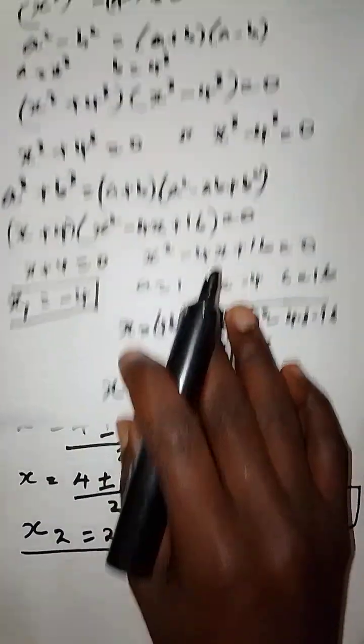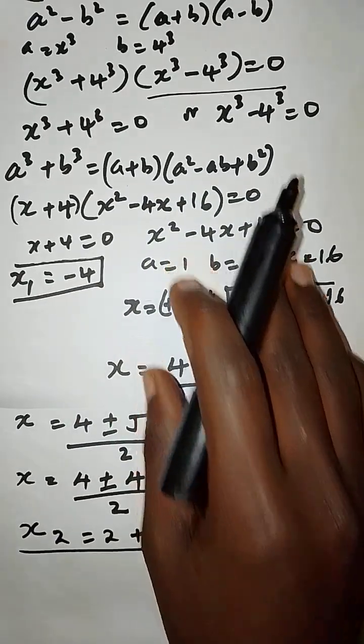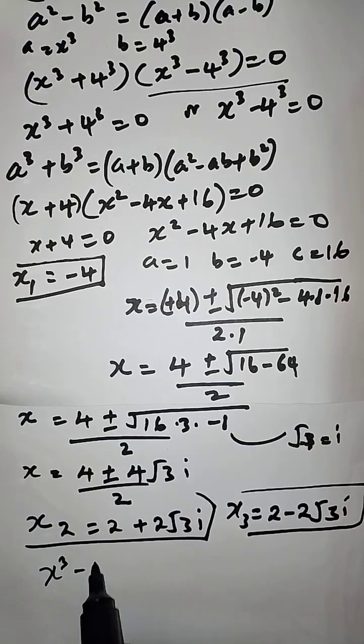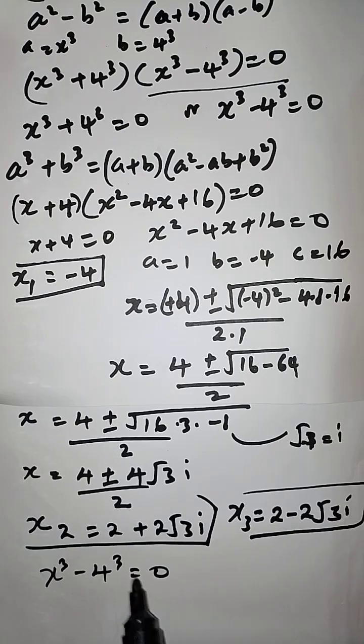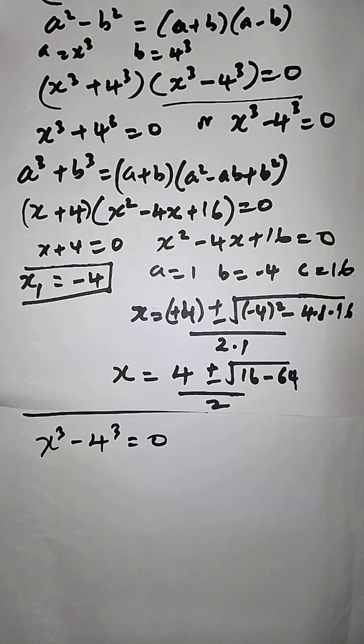Next solution, we're going to solve this again. Remember we said x cubed minus 4 cubed is also giving us 0. For this other case, we're going to have the fourth solution.